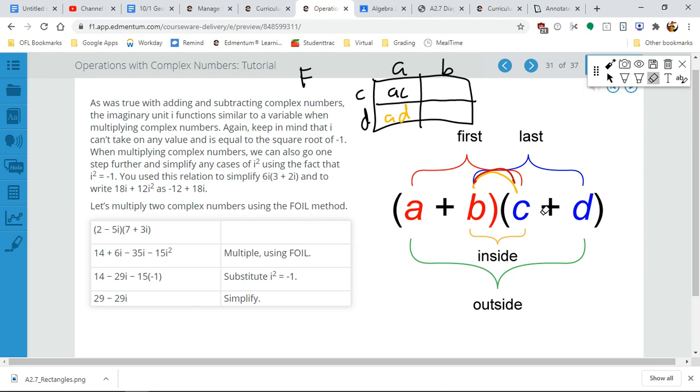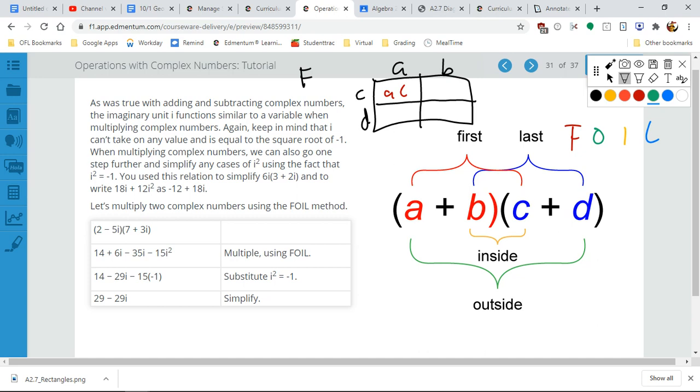Oh, I should have used the colors they did. Now I'm going to use the colors they did. So first was in red, so I'm going to do that in red, which is AC. And then I'm going to do outer. FOIL. And then last is L, and inner is I. Okay, there we go. Yay, it's all fun colored.